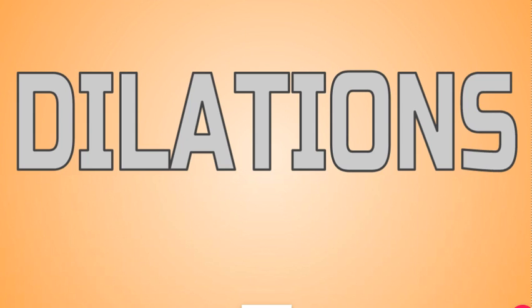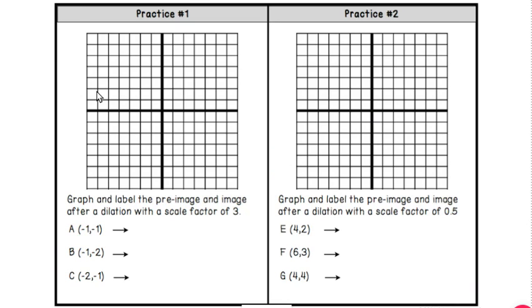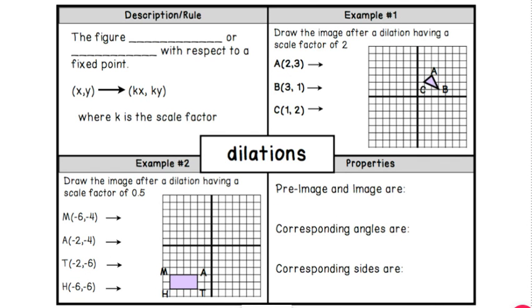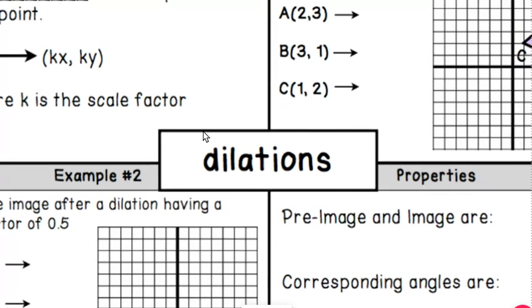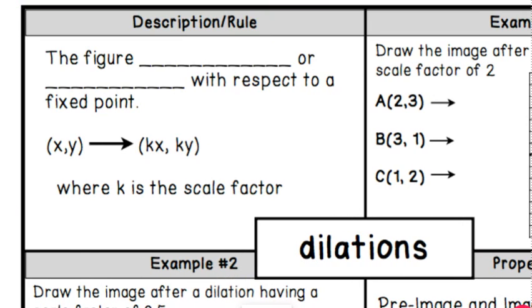Okay, next we'll talk about dilations. A dilation is another transformation where we're looking at expanding or shrinking our shapes. Okay, so dilations. So let's zoom in and take a look at our description rule.